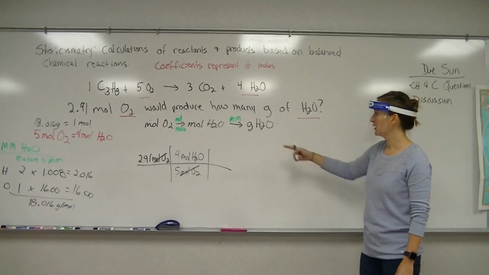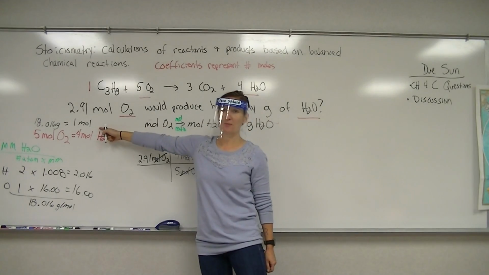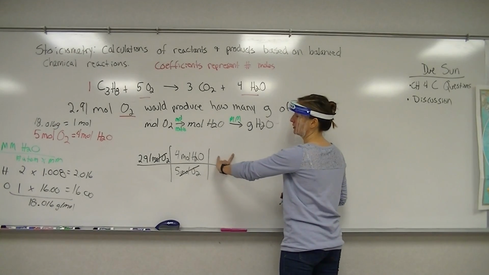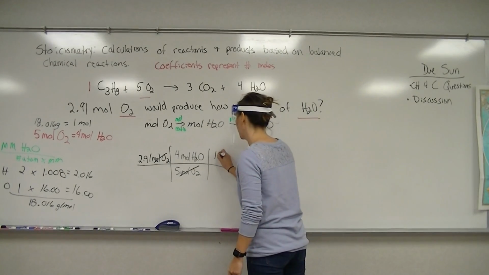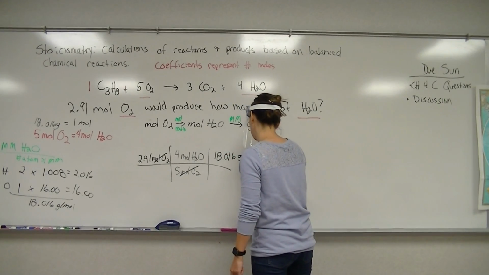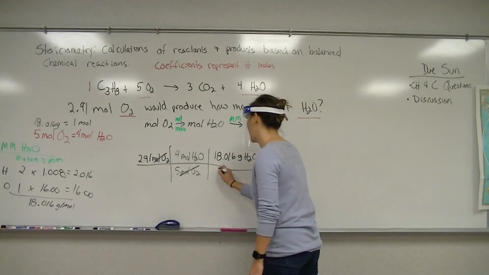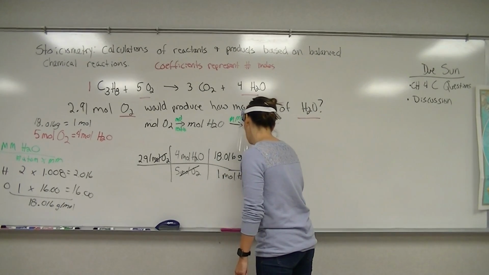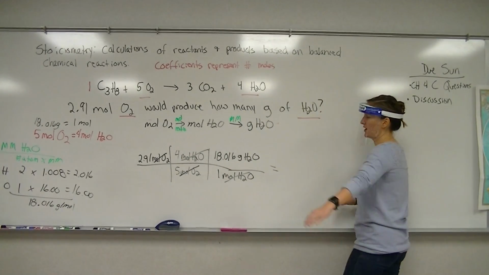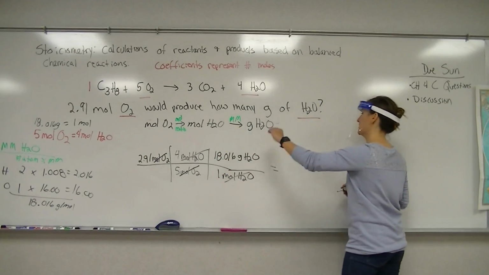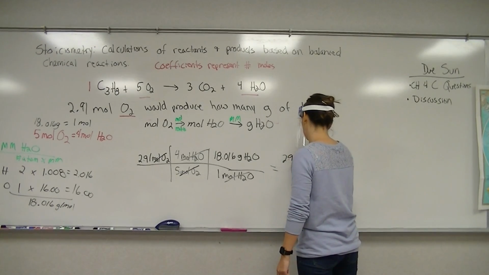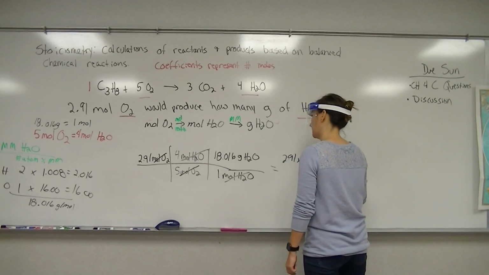But I want to keep going and get to grams, and I'm going to do that by using my molar mass. For this one, I want grams on top. So that's what I'm trying to keep. So I'm going to put my 18.016 grams of water on the top, and my 1 mole of water on the bottom. So the moles of water cancel. Now, 2.91 times 4 times 18.016, all of that divided by 5, gives 41.9412.